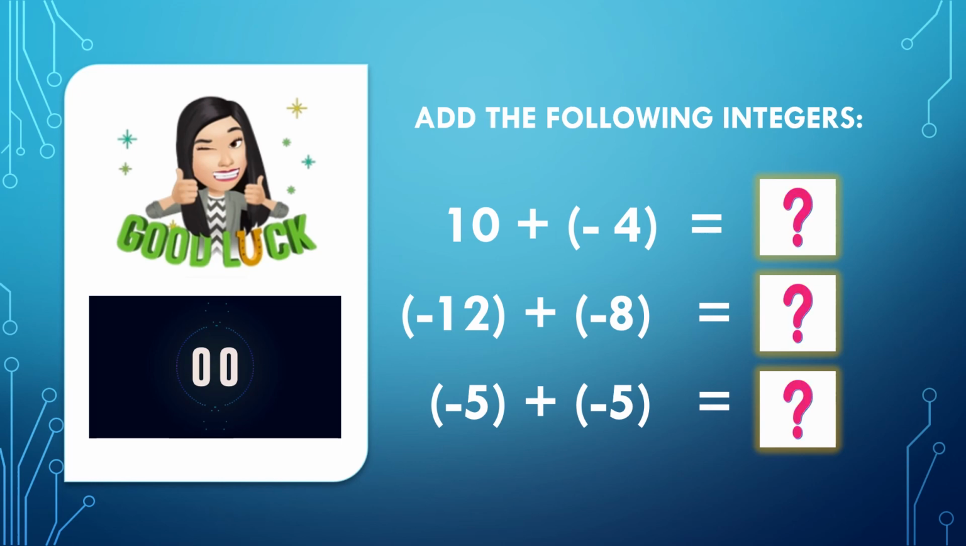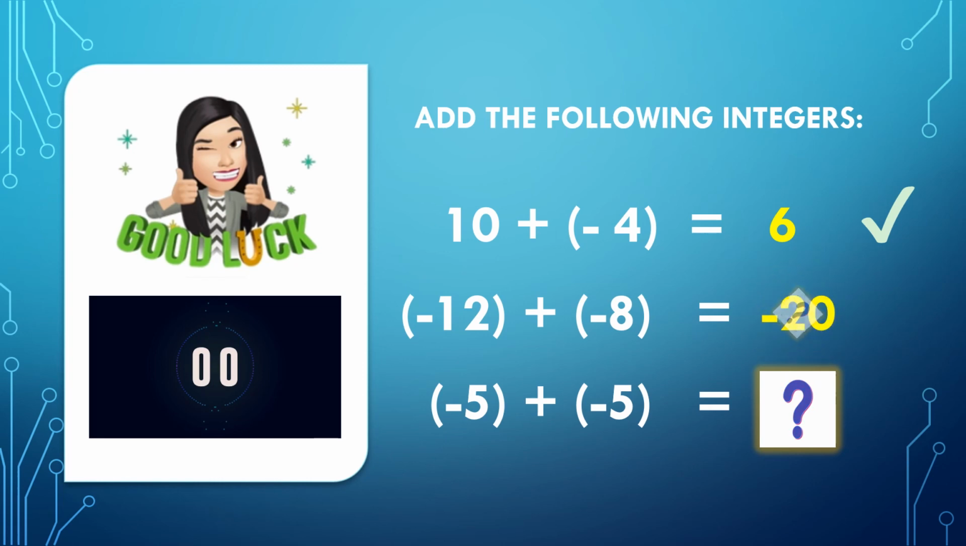10 plus negative 4 equals positive 6. Correct. Negative 12 plus negative 8 equals negative 20. Correct. Negative 5 plus negative 5 equals negative 10. Correct.